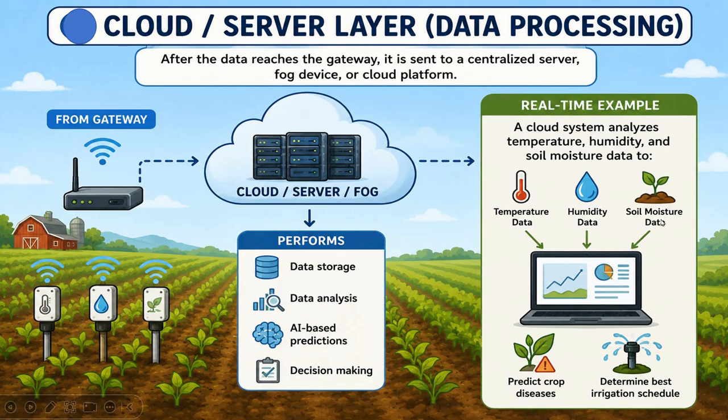So by storing, analyzing and processing large amounts of data, the cloud or the server layer helps farmers make informed decisions, improve the crop yield, and reduce resource wastage. And it increases the overall farming efficiency, and therefore this layer plays a crucial role in transforming traditional farming into smart and data-driven agriculture.